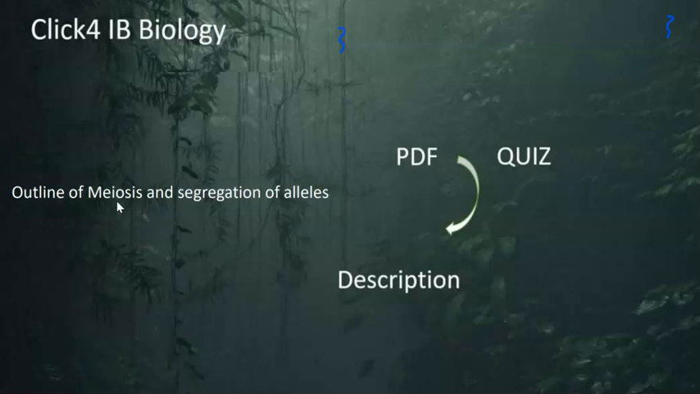This one's looking at the type of cell division called meiosis and how this brings about what is called the segregation of alleles. And this process leads to the variation that we get in the offspring from sexual reproduction.